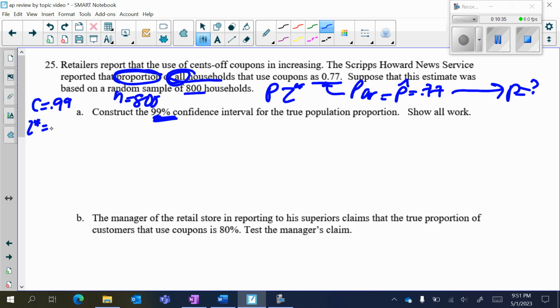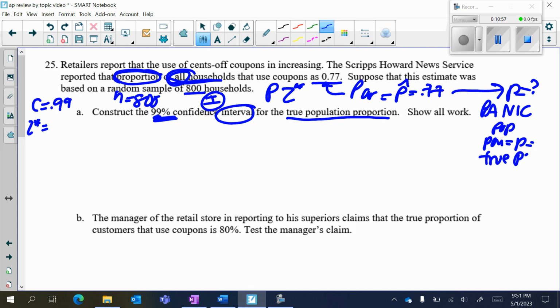So remember, if it's an interval, it starts with the letter I, so it's going to be PANIC again. The population of interest, or parameter of interest, we'll start with population of interest. It seems like it's all households. And the parameter of interest is going to be P, the true population proportion of households that use coupons. So make sure you're writing the words true proportion instead of true mean here. True proportion of all households who use coupons.